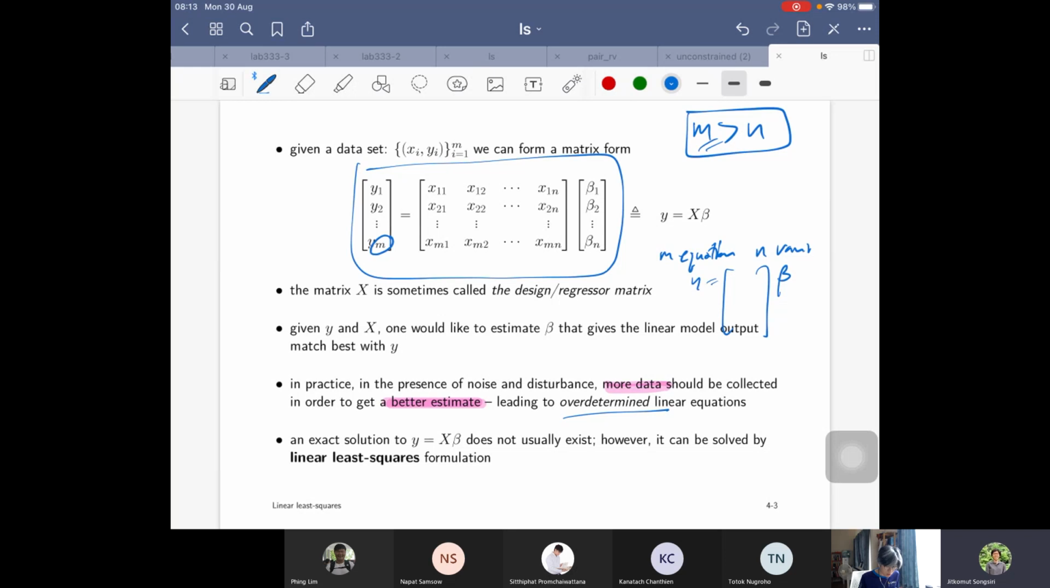So when you solve an over-determined linear equation, the exact solution does not usually exist, because we know that when you have a linear system, the condition for the solution existence is that y has to be in the range of X, and when X is tall, this condition may be difficult to satisfy. So that's why it comes to this lecture. Instead of solving the over-determined linear equation, we're going to find beta in a linear least square sense.